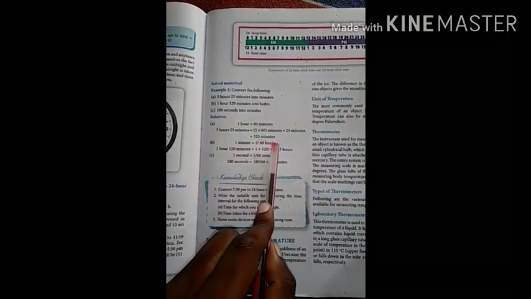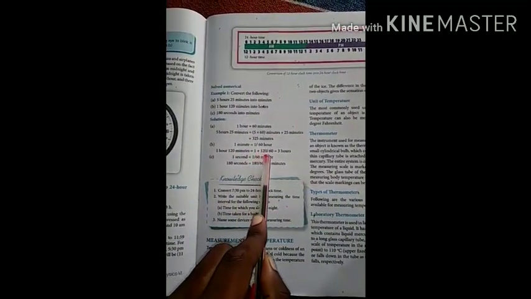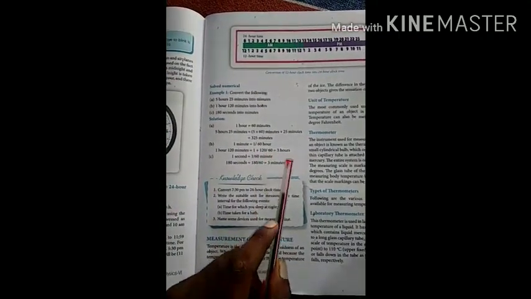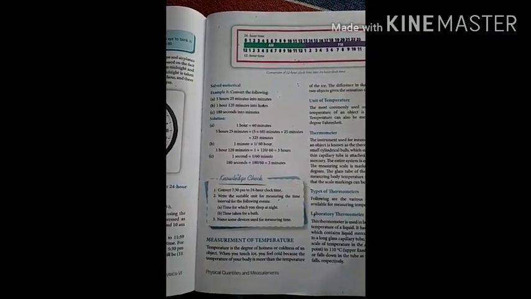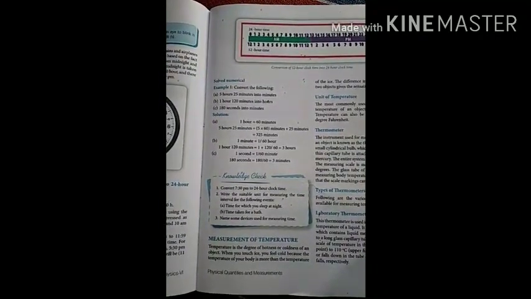1 hour 120 minutes into hours. 1 minute is equal to 1 by 60 hour. So 1 hour and 120 minutes is 1 plus 120 by 60. 120 by 60 is 2. So 2 plus 1, 3 hours. 1 second is equal to 1 by 60 minutes. So 180 seconds is equal to 180 by 60, that is 3 minutes.